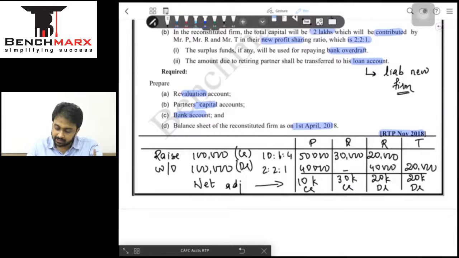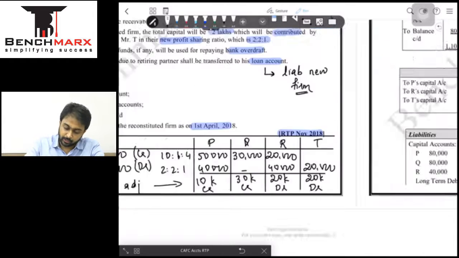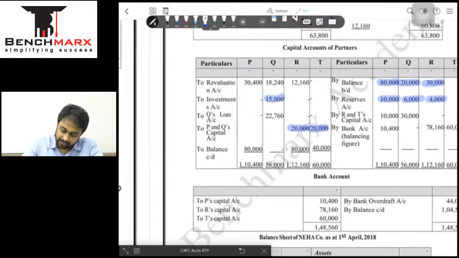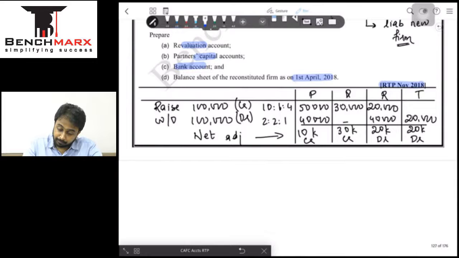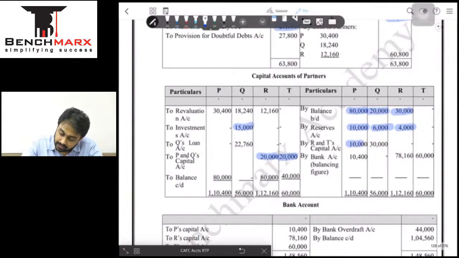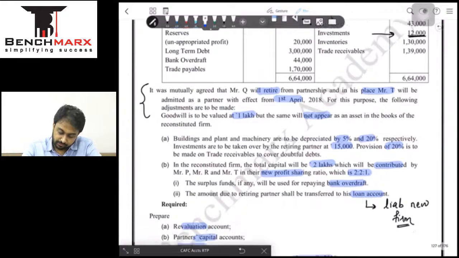So R and T in the debit side 20 and 20, so R and T capital debit 20 and 20, okay, and then P and Q credit 10 and 30. This is my partners' capital goodwill adjustment entry, the inter adjustment among the partners' capital. That is done, so goodwill is also done.